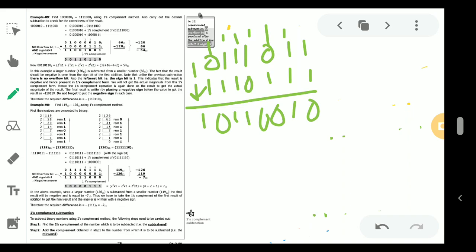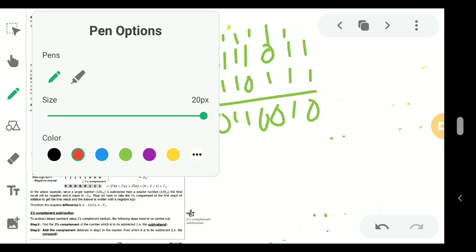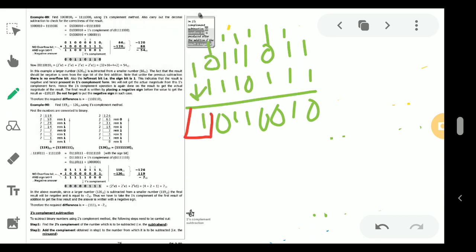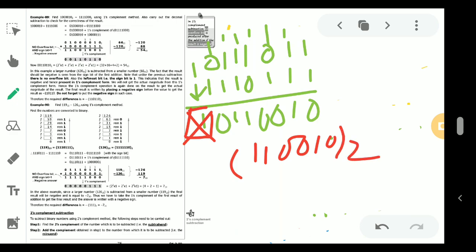If there is any carry generated, so what you have to do? This particular carry that is generated, we have to just ignore it. We will not consider any carry part. So the final answer would be 110010. Okay, this is the final one. If any carry is there, then we will ignore it.